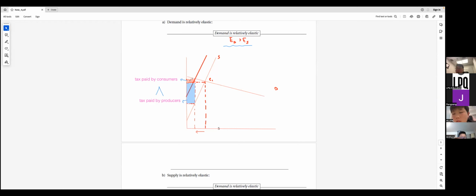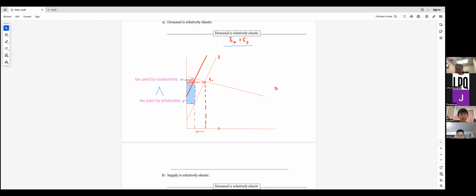So you reduce the quantity of cigarettes you purchase, right? You reduce the quantity you purchase. You see, you reduce the cost. You reduce the quantity you purchase, so you pay less money as a tax.